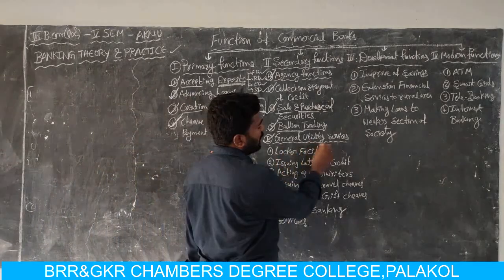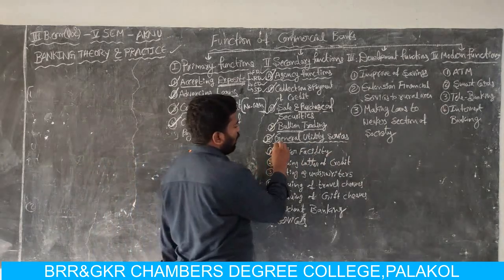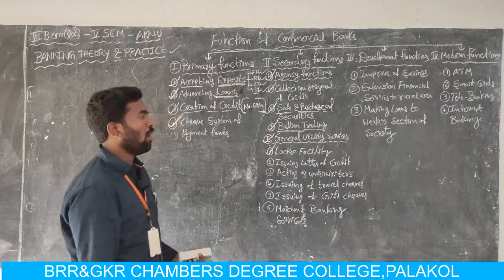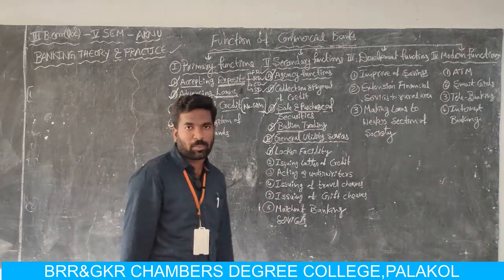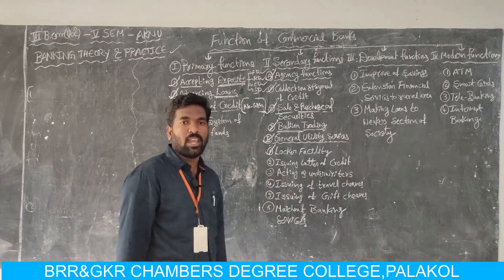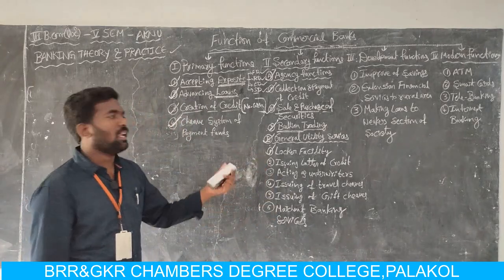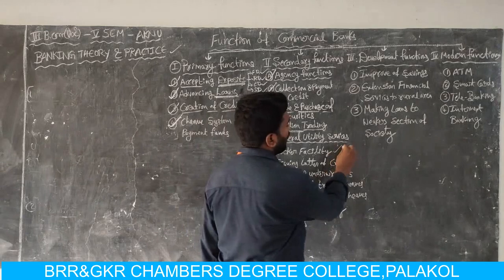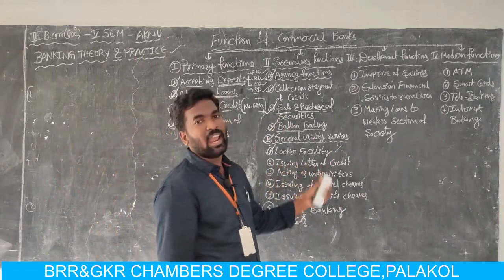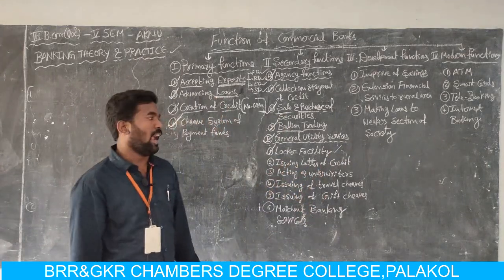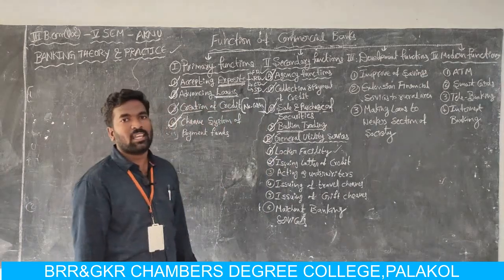Then general utility services. Banks give locker facility. In this locker you can keep your valuable documents, gold, silver, jewelry, whatever it is. It is purely secured, on a nominal annual rent basis.